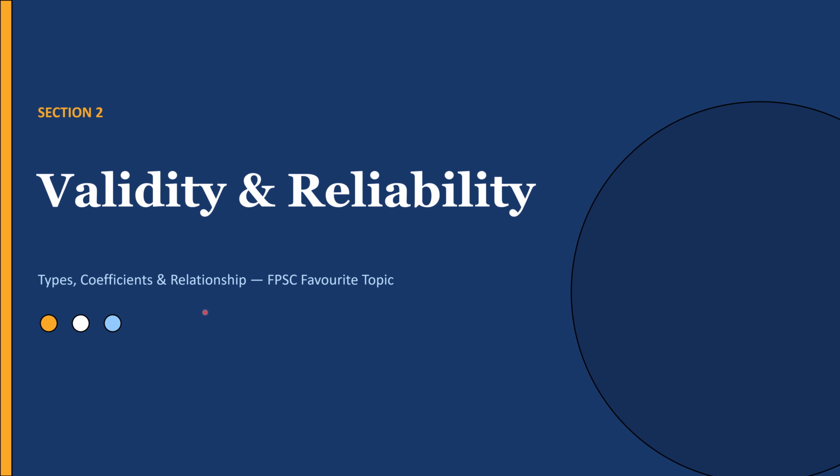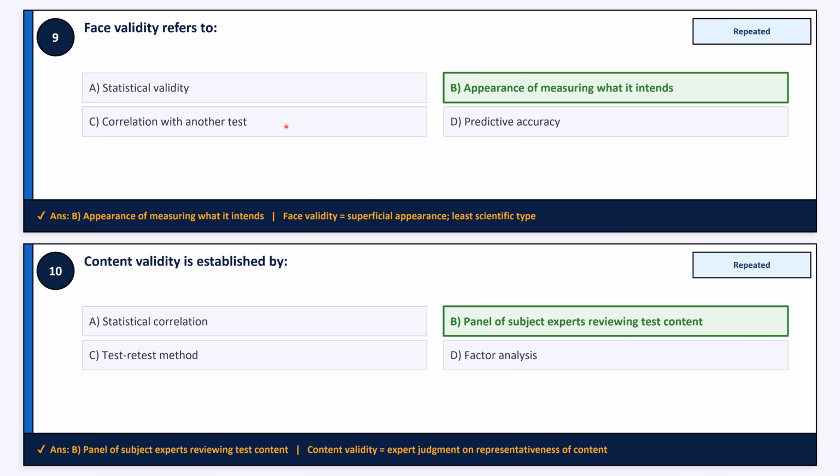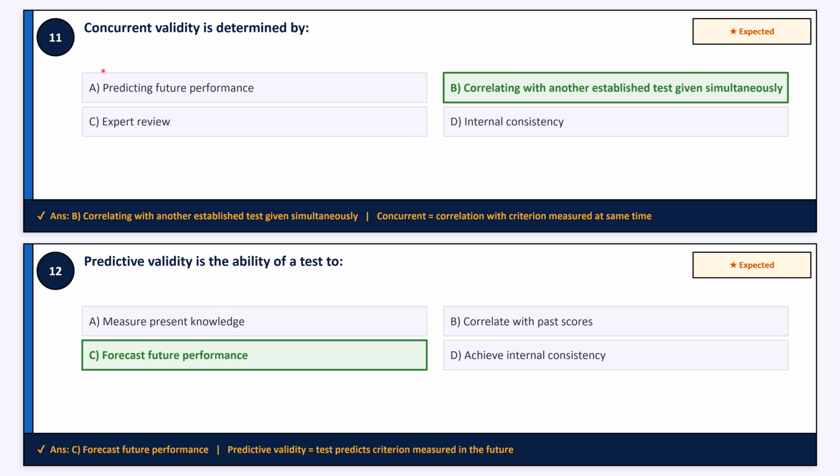Section 2. Validity and reliability. Types, coefficients, and relationships, an FPSC favorite topic. Question 9. Face validity refers to? Option B, the appearance of measuring what is intended. Repeated question. Question 10. Content validity is established by? Option B, a panel of subject experts reviewing test content. Repeated question.